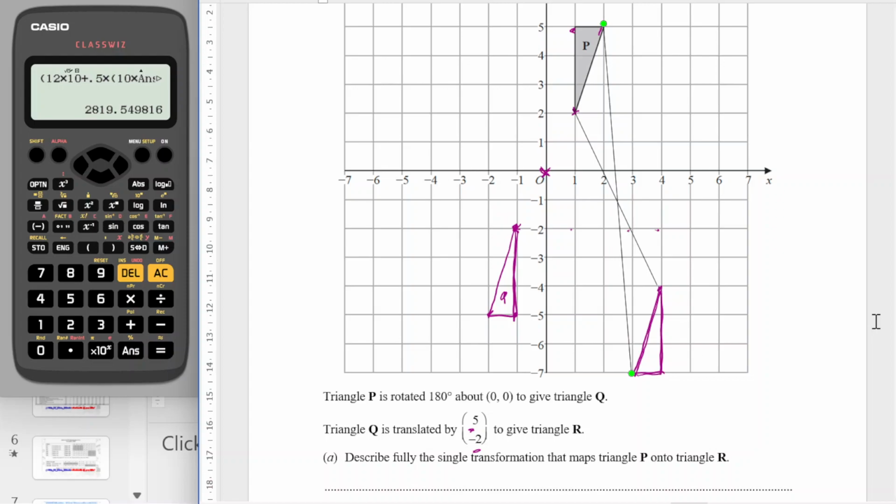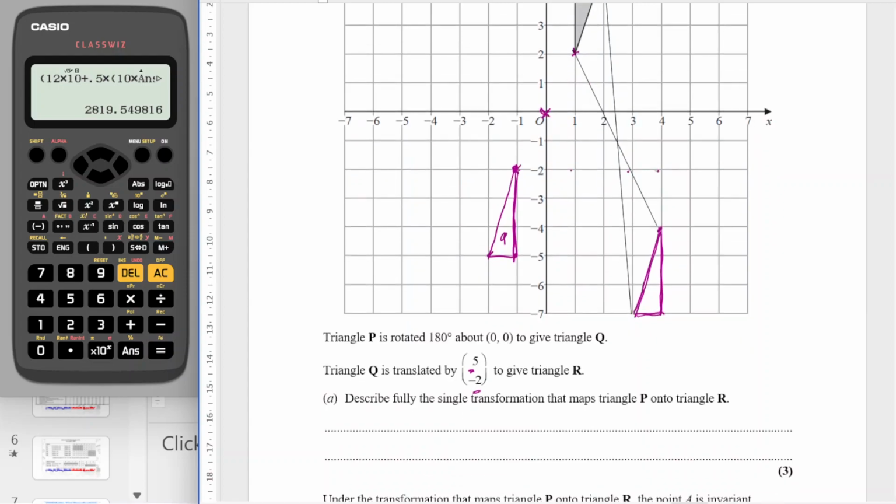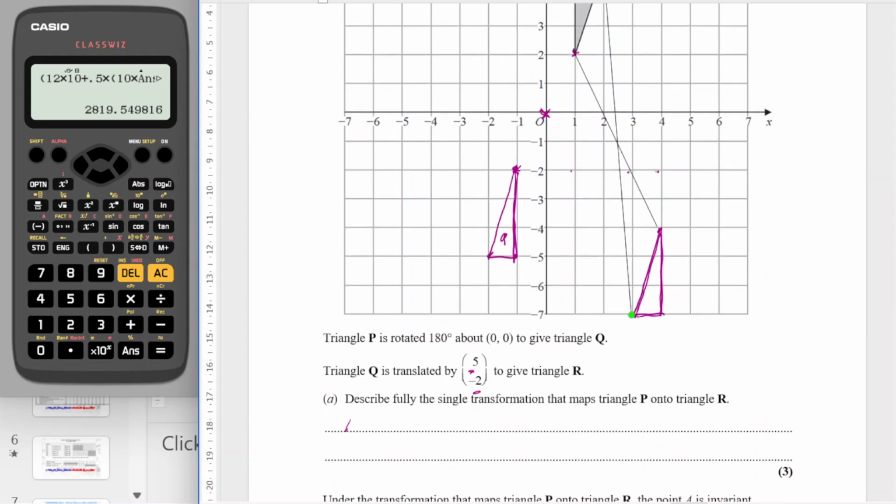Let's try and get it as close as I can. It's actually going to pass through, so I'm looking for a rotation of 180 degrees about the point, and the point is going to be (2.5, -1).